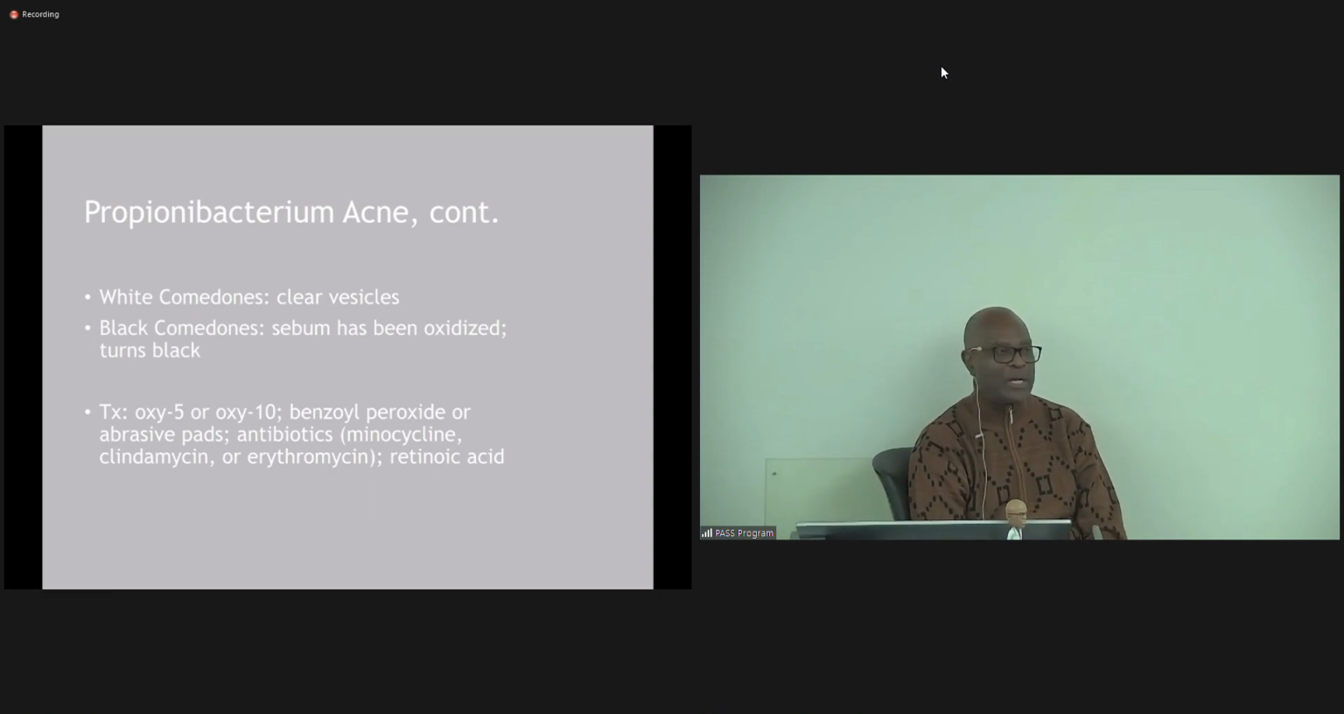Benzoyl peroxide, H2O2. That's oxygen in it. Sounds like the same thing to me. Stridex pads are very abrasive pads to lift the skin off the surface so oxygen can get in and kill this thing.